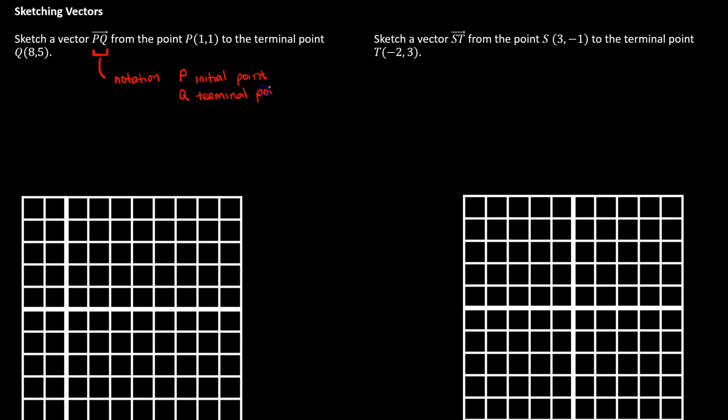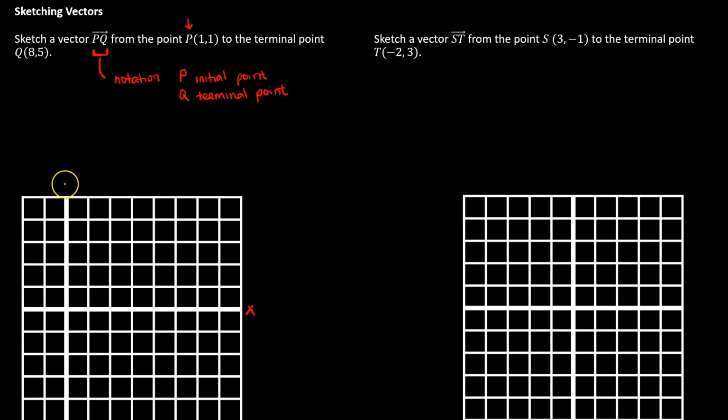If we accidentally read this backwards, and we make Q the initial point and P the terminal point, then our vector is going to point in the wrong direction. So it's really important to keep track of who is the starting point and who is the finishing point. Our initial point is P.